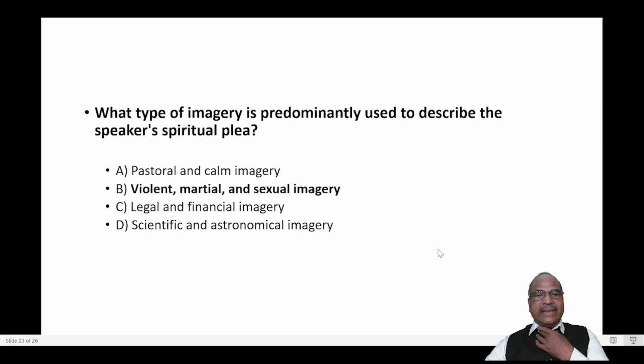What type of imagery is predominantly used to describe the speaker's spiritual fight? Pastoral and calm imagery, violent, martial and sexual imagery, legal and financial imagery, scientific and astronomical imagery. Here you note that we know very well there is so much violence, because battering the heart itself is violent. Then martial and sexual imagery has been used by the poet John Donne, and this is the correct answer: violent, martial and sexual imagery.